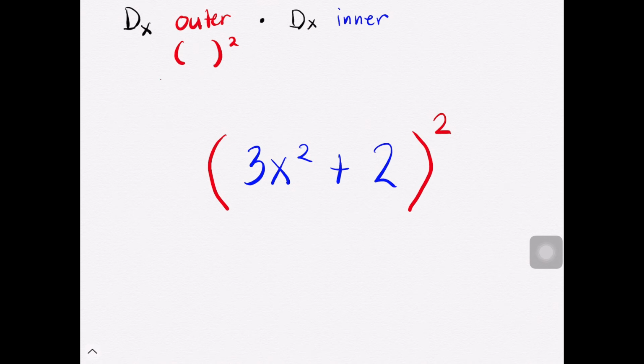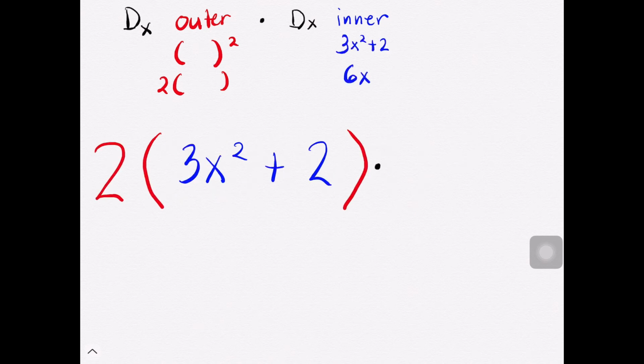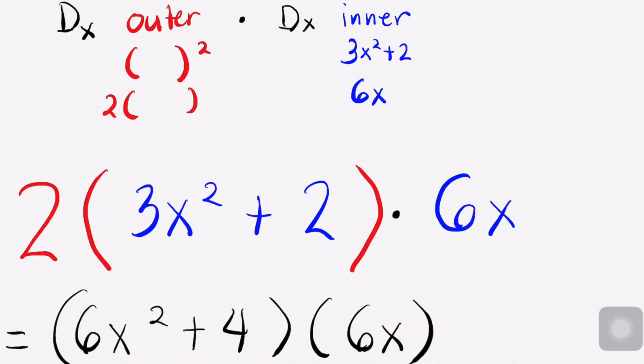In this technique, once you identify the inner and outer functions, we just have to get their derivatives. So for this outer function, which is parenthesized terms squared, using the power rule, its derivative would be 2 times the parenthesized terms. In this technique, we just have to multiply the outer function's derivative by the derivative of the inner function. Hence, we have 2 times 3x squared plus 2 times the inner function's derivative, which is 6x. There you go. This is the same answer that we got earlier.